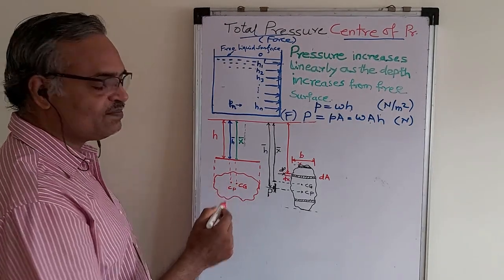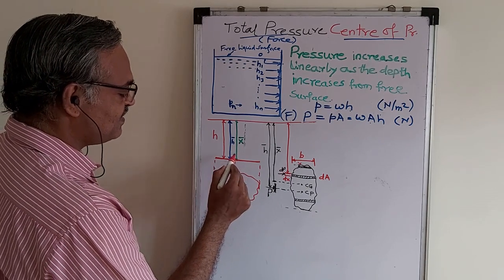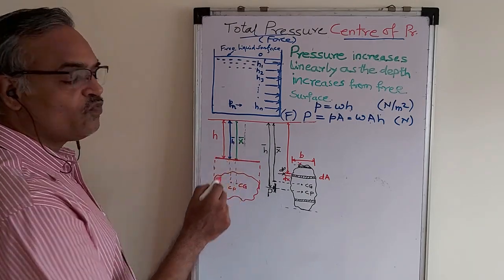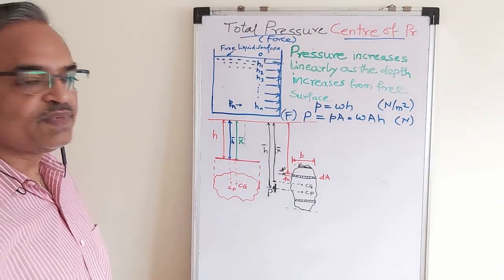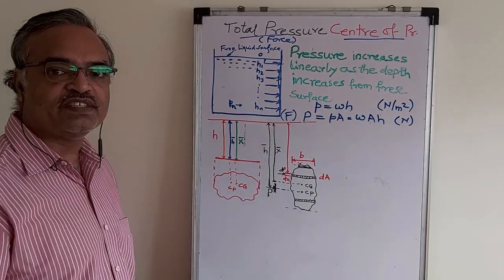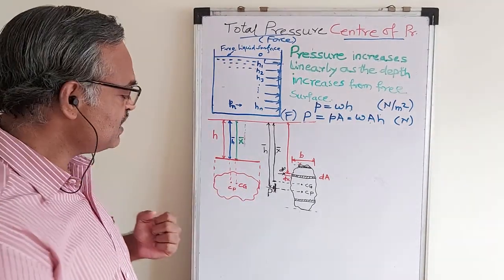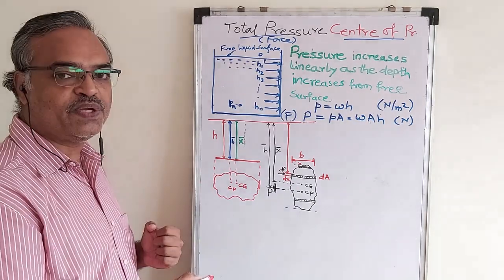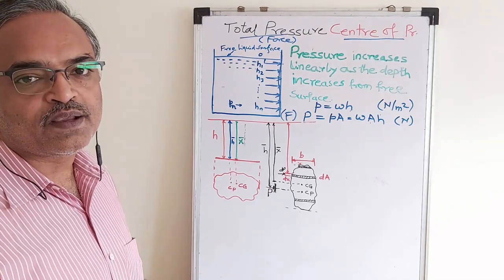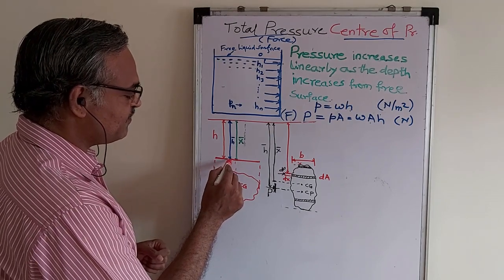You must be acquainted with the term CG, center of gravity. Let us say this is the CG, it is here. The distance of CG from the free surface, we are going to denote by a special term called X bar. Then, as we just saw, the center of pressure is the point of application of this total pressure. So this is that point, the center of pressure. This is the point where the total pressure will be acting on the surface.